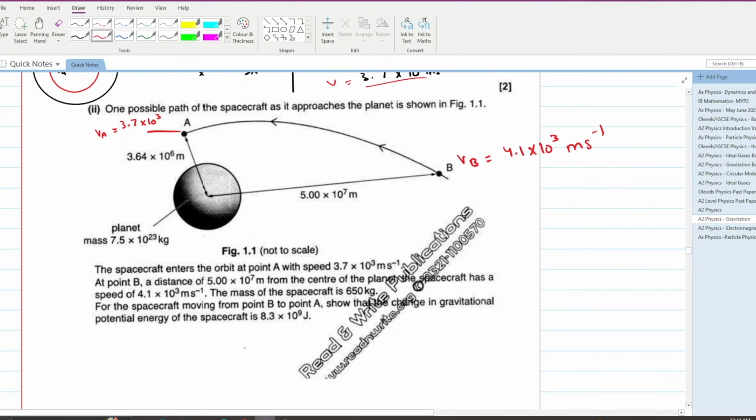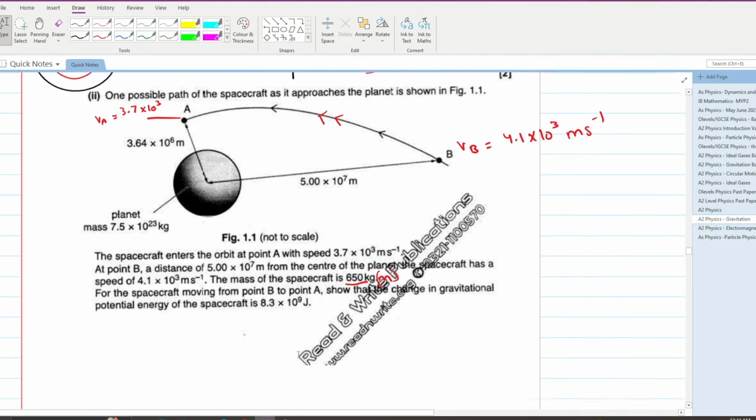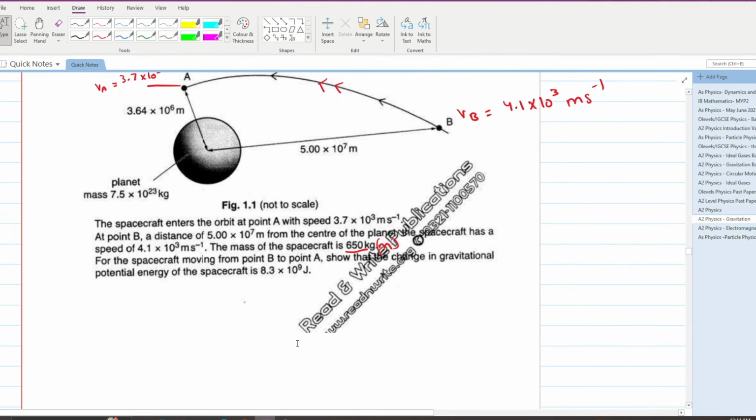The mass of the spacecraft is this. Okay, this is the small m. If we need it, we will use it. For the spacecraft moving from B to A, this is a journey from B to A. Show that the change in gravitational potential of the spacecraft is this. First of all, we have to calculate the change in gravitational potential energy.